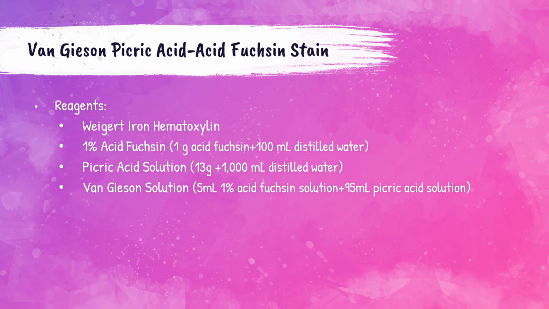The reagents needed to perform the Van Gieson picric acid fuchsin stain are Weigert iron hematoxylin, which we've talked about before, 1% acid fuchsin, which is prepared by combining a gram of acid fuchsin and 100 milliliters of distilled water, picric acid solution, which is prepared by combining 13 grams of picric acid with 1,000 milliliters of distilled water. And then lastly, you'll need Van Gieson solution, which is prepared by combining 5 milliliters of 1% acid fuchsin solution with 95 milliliters of picric acid solution.